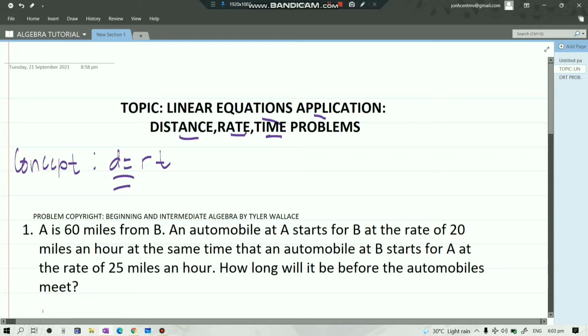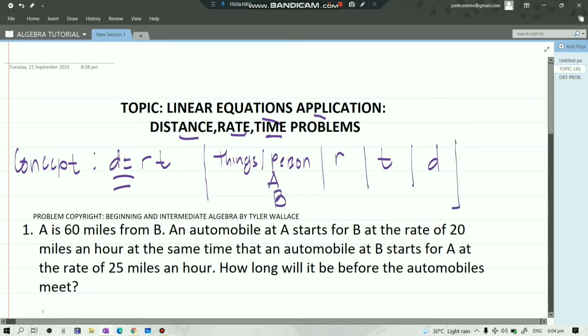And to solve this kind of problem, gagawa tayo ng table just like this. So we have the things or person, and we have the rate, the time, and the distance. Okay? So involved dito is two things. So let's make it A and B. Okay? So ito yung gagamitin nating table. So try natin sa mga problems.